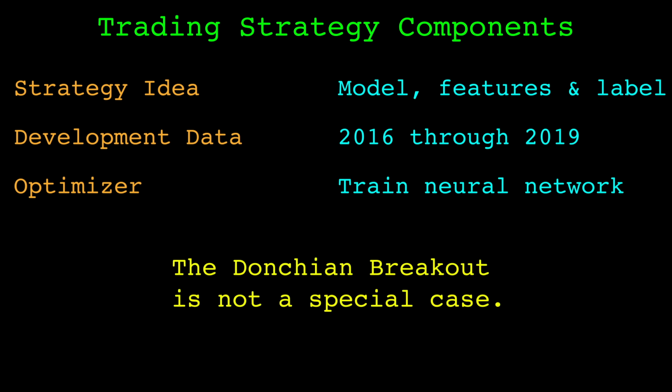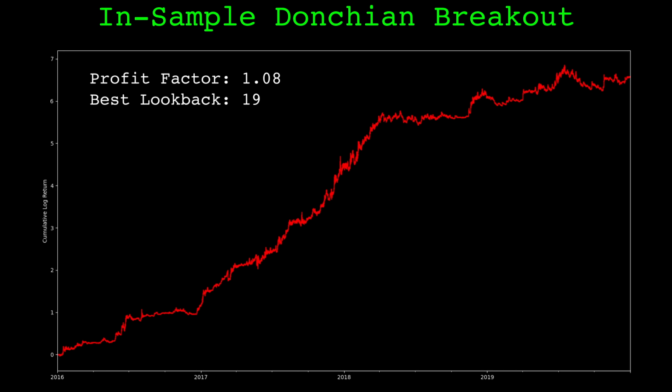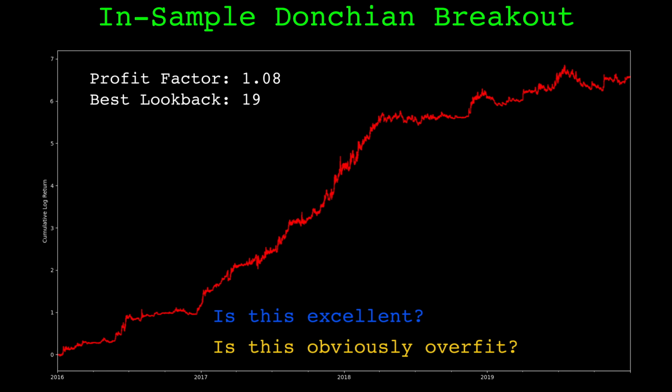So with that in mind, let's look at our in-sample performance again. Currently, we're in the development stage. Here, I ask myself 2 questions. Is this excellent, and is it obviously overfit? These are in-sample results, so they should be pretty damn good. Maybe you could come up with some threshold for an objective function to decide if it is excellent, but really I think it depends on the nature of the strategy.